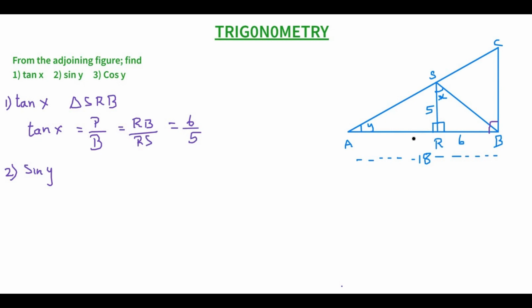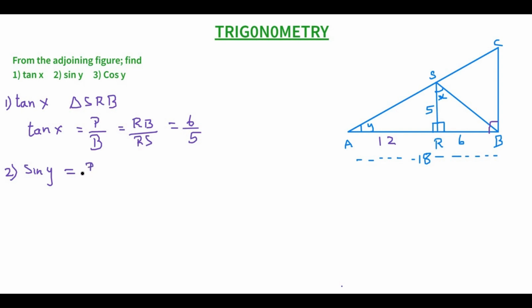So for the second question, we will need this triangle, which is A, R and S. When we take this triangle ARS, we know what AR is. Since AB is 18 and RB is 6, this would obviously become 12. So we know the value of AR is 12. Now we know the value of RS is also 5. Now whenever we have to find sin y, what is the formula to find sin y? I hope you all remember that.